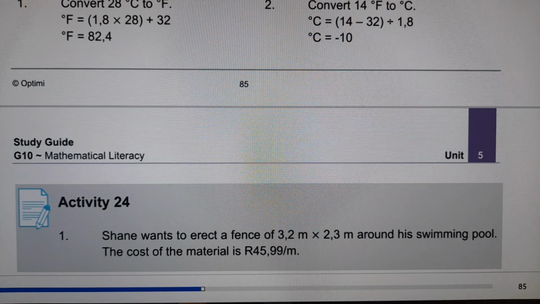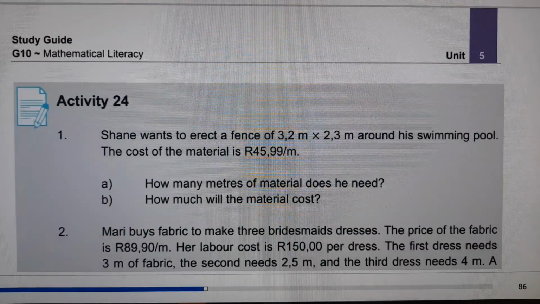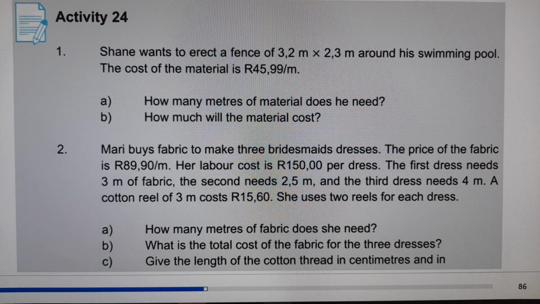So as a revision for measurement, please do Activity 24 from number 1 all the way to number 7. Activity 24 on page 86, number 1 to number 7. So this should be a revision because this work was covered in term 1. It was also covered in Grade 9. Okay, all the best.